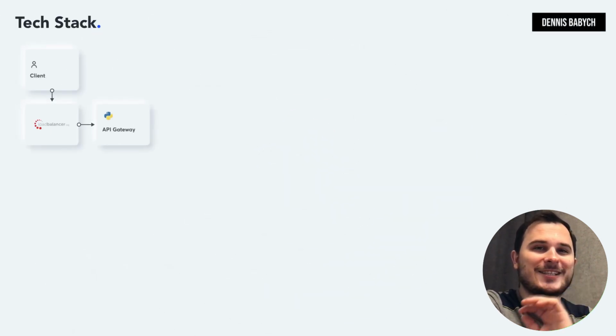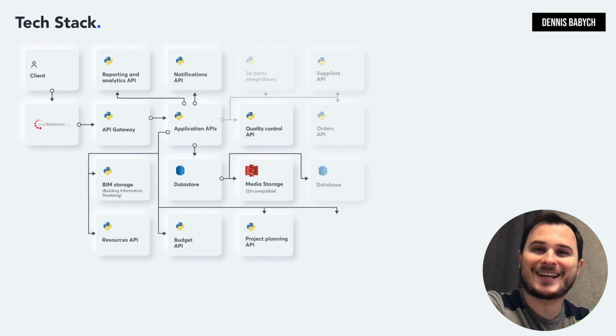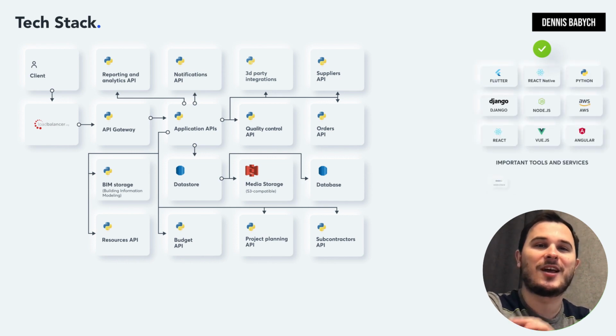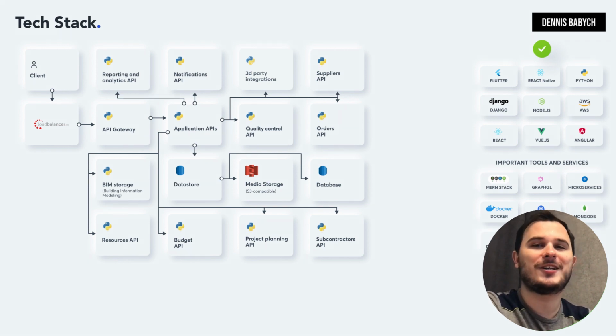If you're planning to create a construction management software, it's essential to select the appropriate tech stack that enables rapid development of your minimum viable product. Flutter or React Native are excellent choices for swift mobile development. For backend development, Python, Django, Node.js, and Amazon Web Services are perfect options. React, Vue.js, and Angular are ideal for crafting web applications with ease.